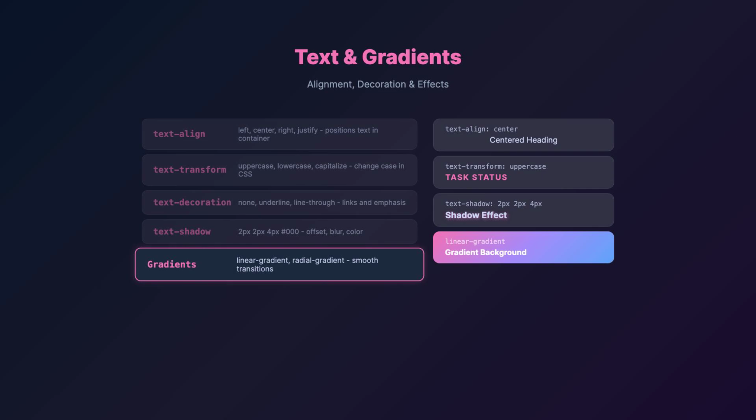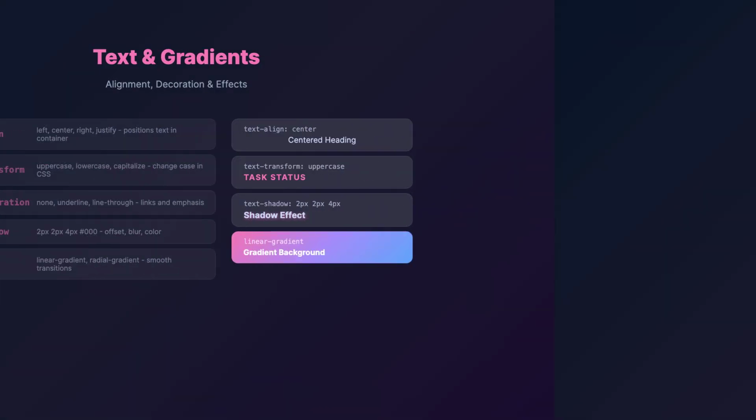CSS gradients create smooth color transitions. Linear gradient goes in a straight line. Background: linear-gradient(to right, blue, purple). Radial gradient radiates from a center point. Gradients can have multiple color stops. Use gradients for backgrounds, buttons, and overlay effects.